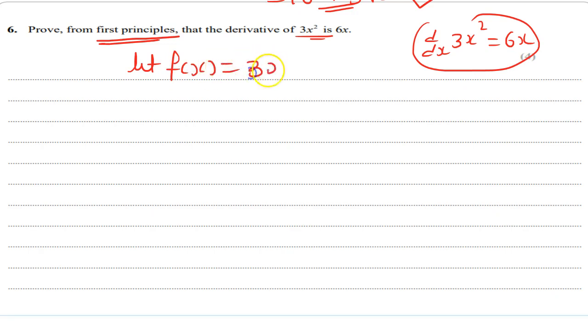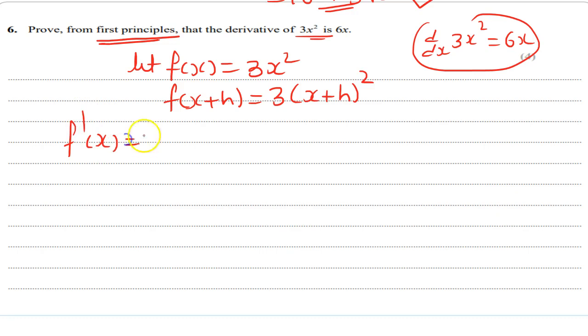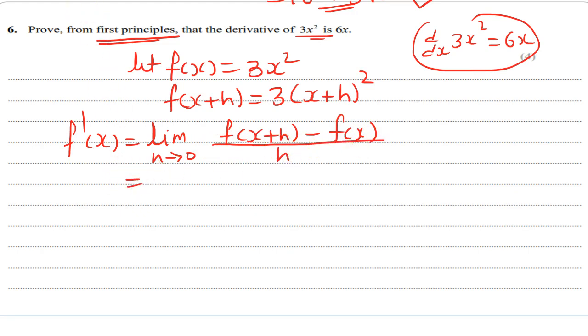So let f(x) equal 3x squared, and we add a very small value h, so replace x with x plus h, so it will be 3 times (x plus h) squared. The first principle rule says the limit as h tends to 0 of f(x plus h) minus f(x), divided by h. So let's solve this. Limit h tending to 0, divided by h. So f(x plus h) is 3 times (x plus h) whole squared.